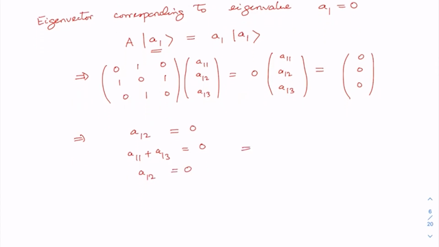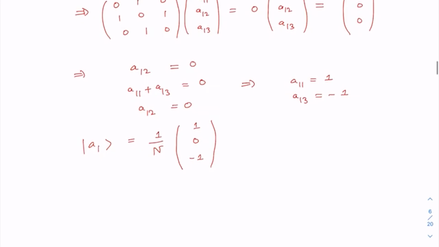So this implies that if I take A11 equal to 1, then A13 has to be equal to minus 1. Therefore the column vector, ket A1, would be A11 is equal to 1, A12 is 0, A13 is equal to minus 1, and say N is the normalization factor. Because I must have A1 normalized, as this is an eigenket, it has to be normalized.